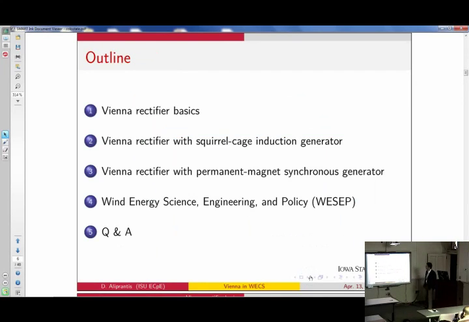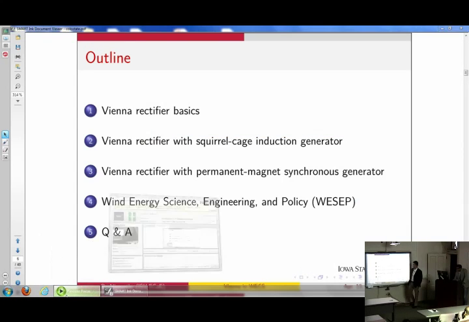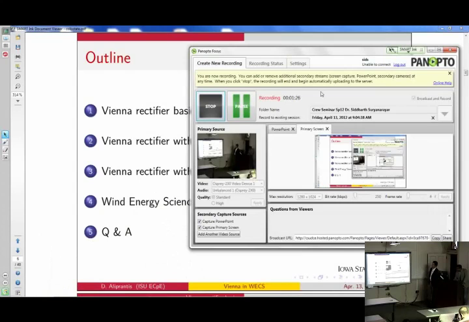So I will talk a little bit about this Vienna rectifier, the basics. And then I will discuss two topologies. The first one is a Vienna rectifier with an induction generator. And the second one is with a permanent magnet generator.